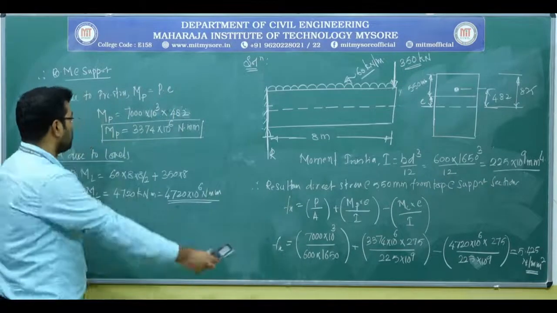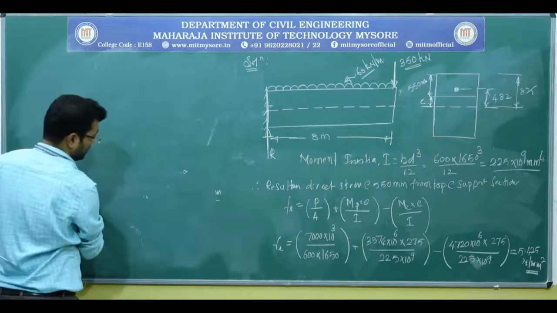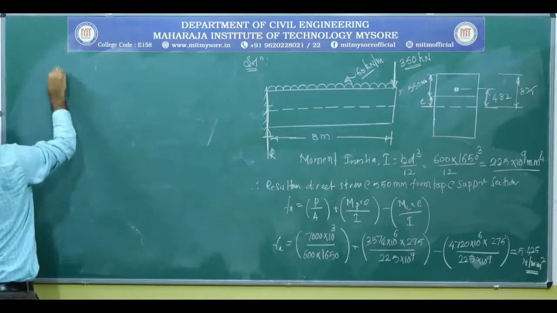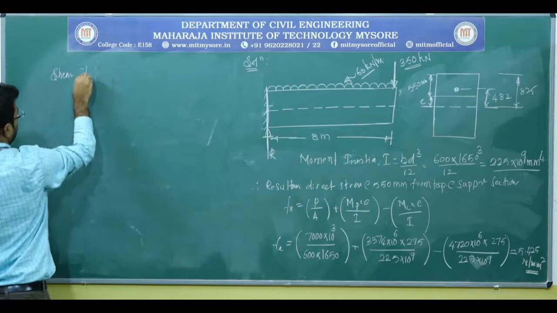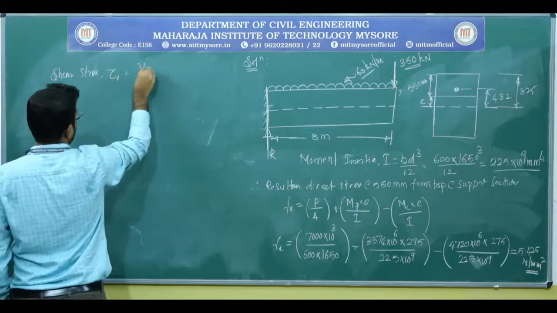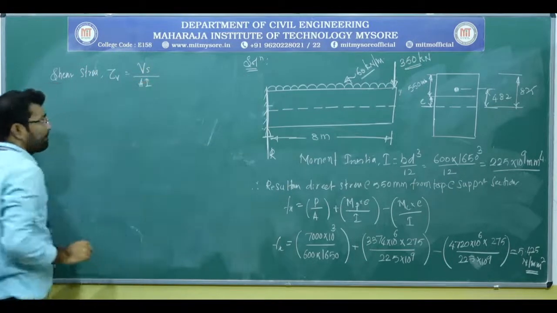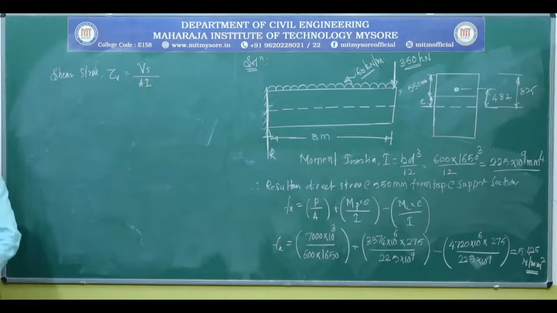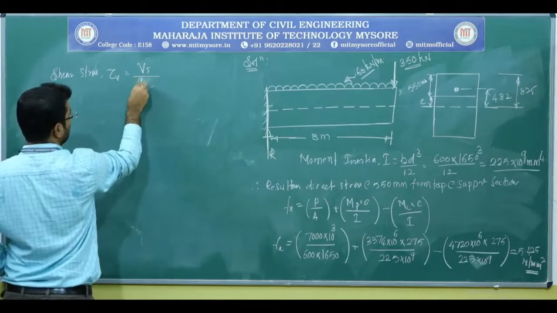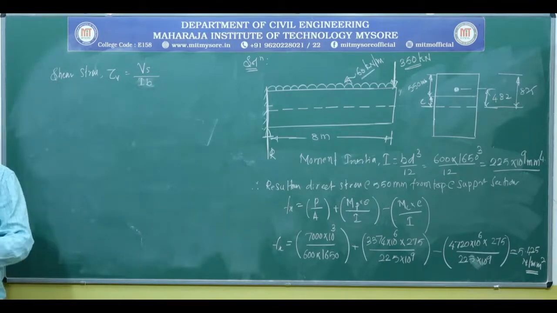Next, we will work out the stresses due to shear, that is shear stresses. So, we all know that shear stress tau v is equal to V s divided by I b, not A I, it is I b. Okay.